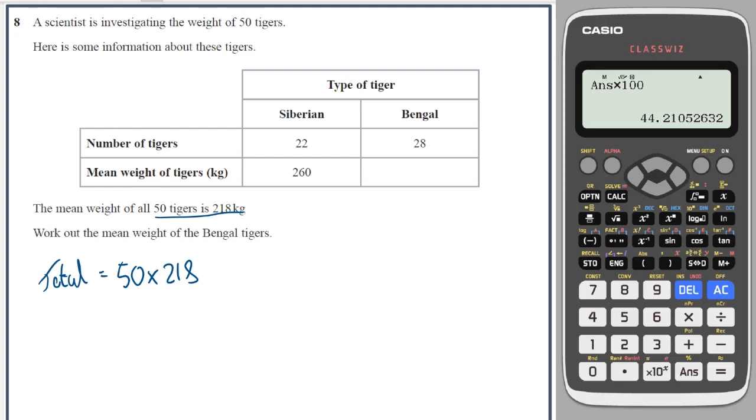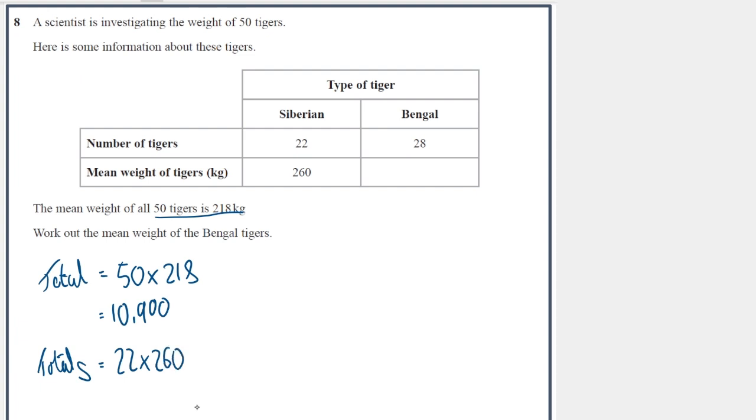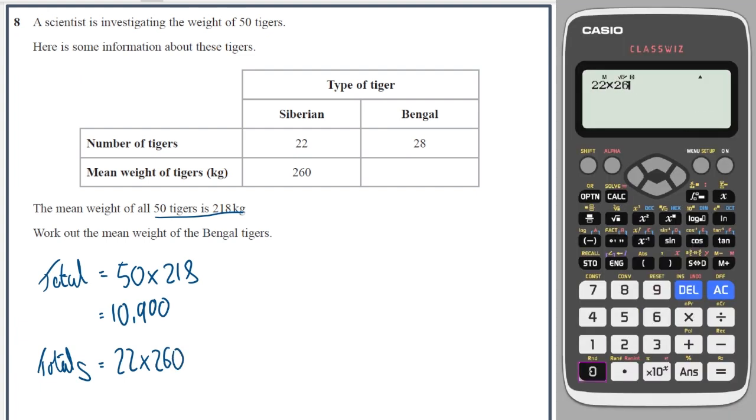So I will do 50 multiplied by 218. And that gives me 10,090. Sorry, 10,900. And then what I'm going to do is find the total of the Siberians. So there's 22 of them, and the average weight is 260. So that's going to give me 5,720.